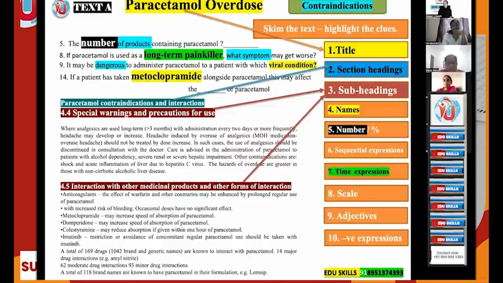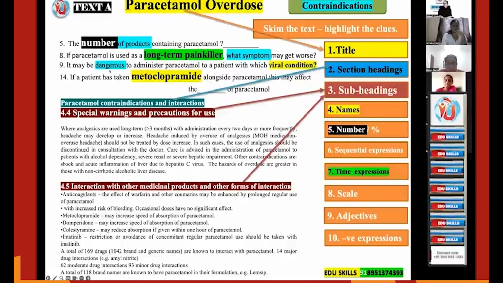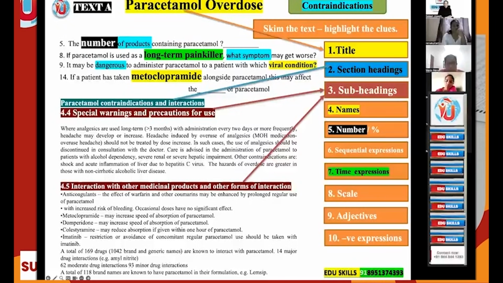There are 4 questions from this text A out of 20. Number 5 says the number of products containing paracetamol. So the answer should be a number. You have to look only for a number. Nothing else can be the answer. Question number 8: if paracetamol is used as a long-term painkiller, you have the time expression. What symptom may get worse? So the time expression leads to the answer. Definitely a symptom is going to be the answer, right?